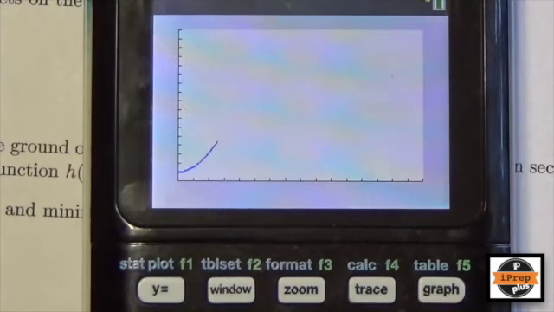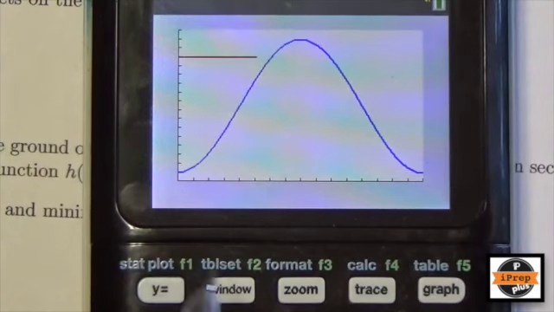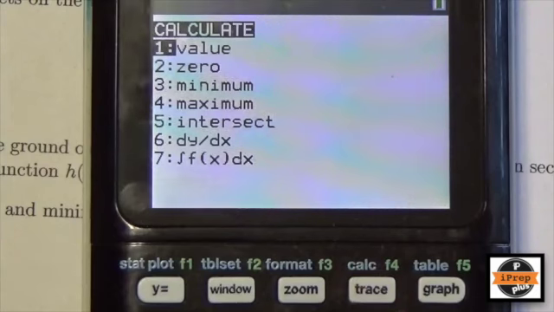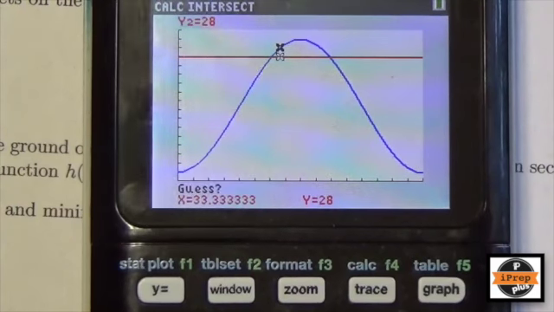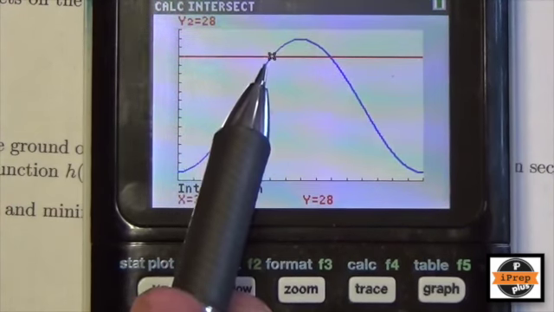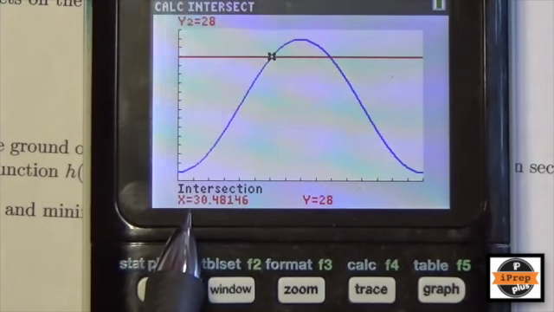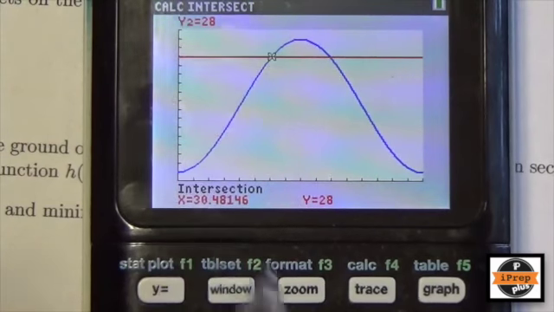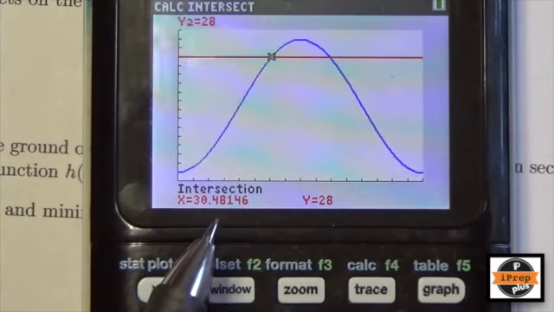Press graph, and so here's the motion from the bottom up and then down to the bottom, and here's 28. Okay, and so now, second trace to get into the calc menu. I'm looking for the intersect. We're going to move the cursor closer. First curve, second curve. Enter past the guess, and we get that happened at 36.5 seconds.